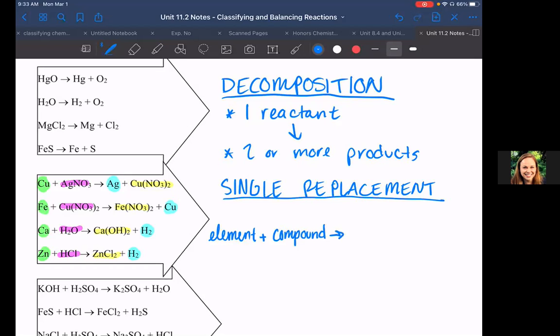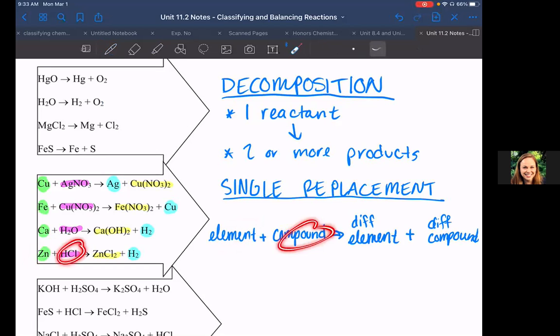This is going to create a different element with a different compound. So this is just in comparison to what we started with. So again, for example, the last one, zinc would be our element. Hydrochloric acid would be our compound. And after they react, we create a new compound, zinc chloride. And so this would be our different compound, and our different element would be hydrogen gas.